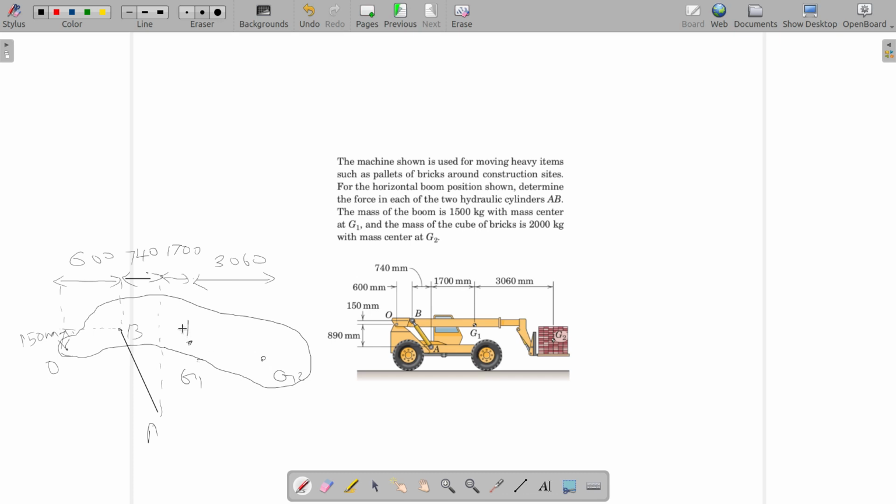So at this point you have a weight W1 and you have weight W2 here. So masses are given here. These masses can be converted to weights with proper units. Now another important distance here is the distance between O and A. So from B to O it's 150, and from O to A it's 890, right?